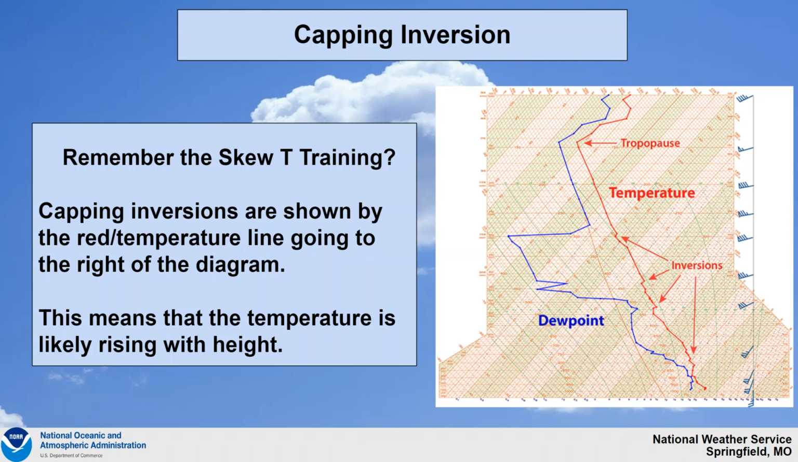Notice that in this example, there are about 4 different capping inversions at different levels. So it doesn't always have to be at one level. You could have a capping inversion at one level, and then it breaks through and continues to cool, and then you get to another level and it warms.